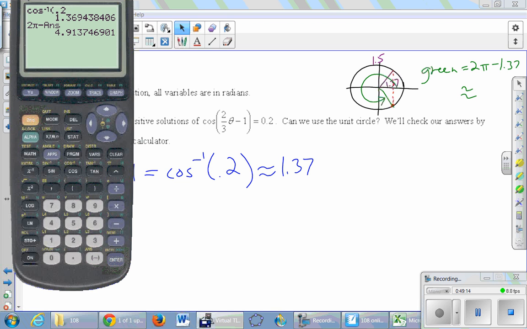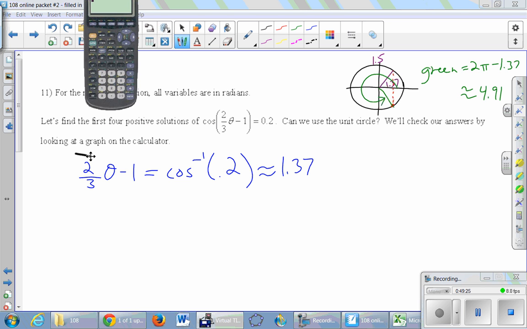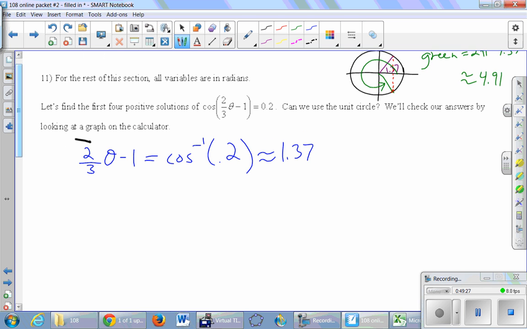So about 4.91. Okay, so we've got our 2 fundamental equations that we're going to write. So let's write those 2 equations. We get 2/3 theta minus 1 is equal to the 1.37. We knew that already. And then the other one is 4.91.